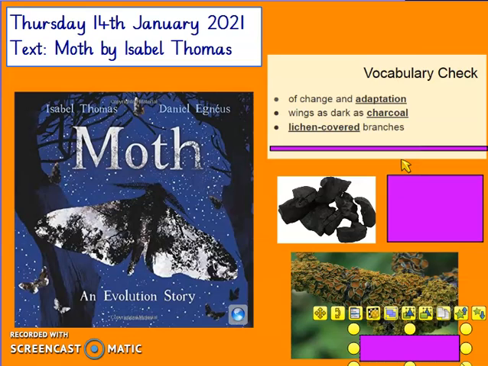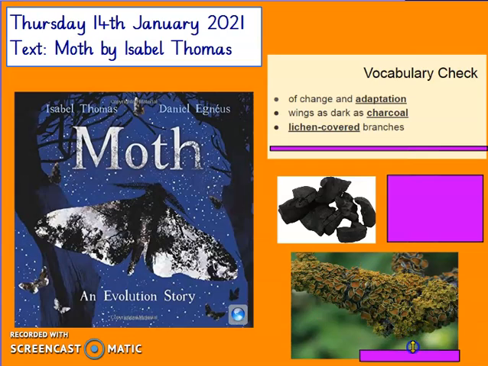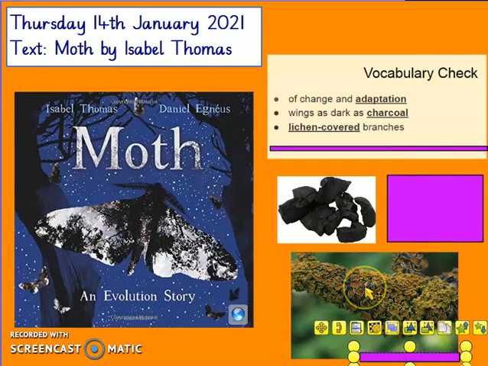The last word is lichen covered branches. So we know that lichen covered is a compound adjective, two words joined together. So we know that something called lichen is covering the branches. This is what lichen is. Lichen is a type of fungus that sticks to branches in the forest. Knowing the meaning of these will help us understand the story a little bit better.